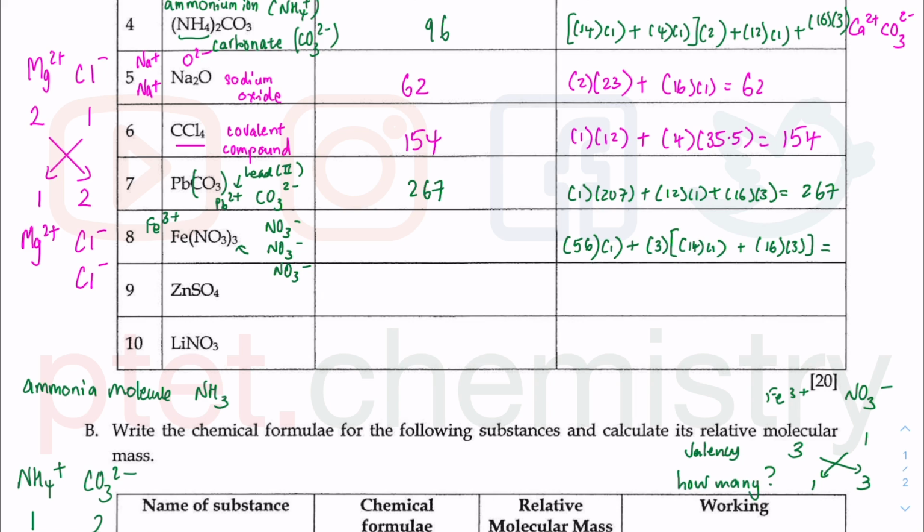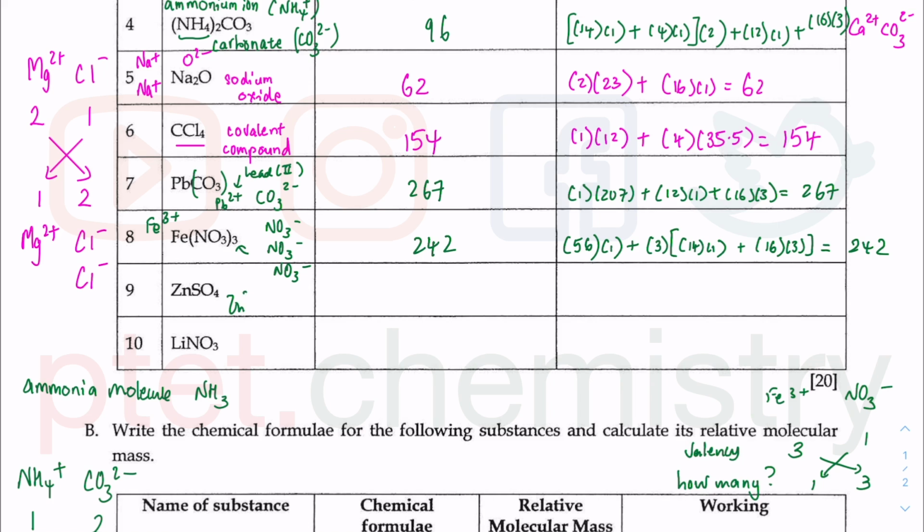You got to know how to press your calculator. If I were you, I would do this bracket first. 14 times 1 plus 16 times 3, I get 62. 62 times 3, because I have 3 of that nitrate, I get 186, and then plus 56 times 1, I get 242. This kind of thing needs to be done relatively quickly once you know what is going on, okay?